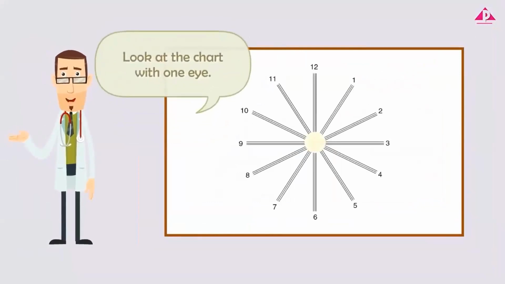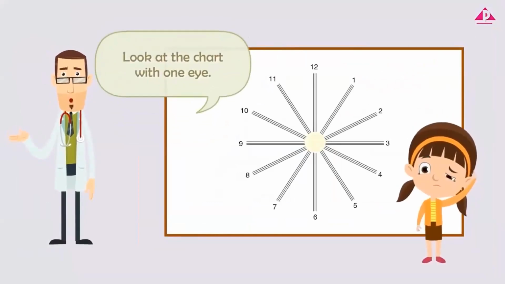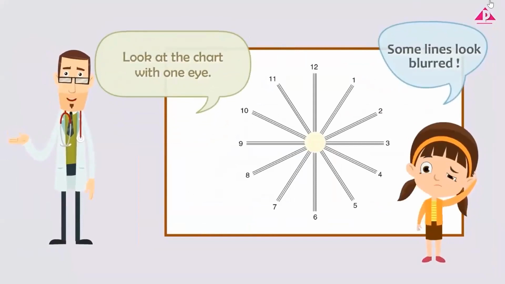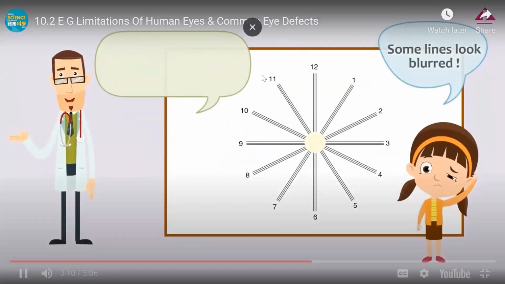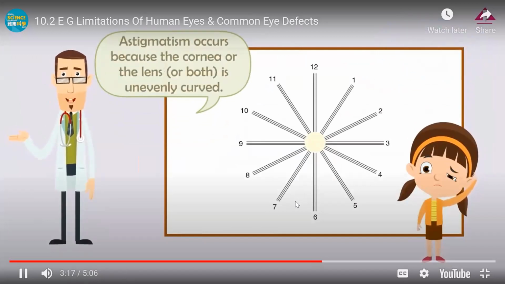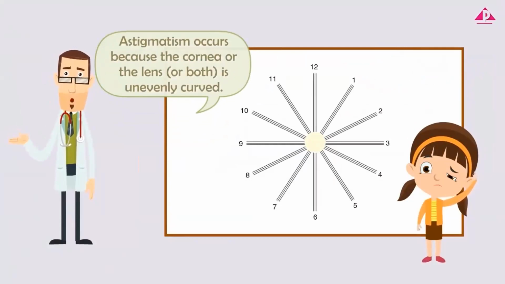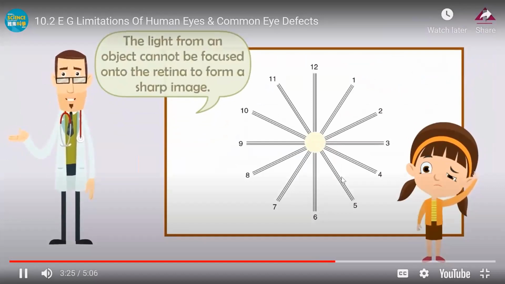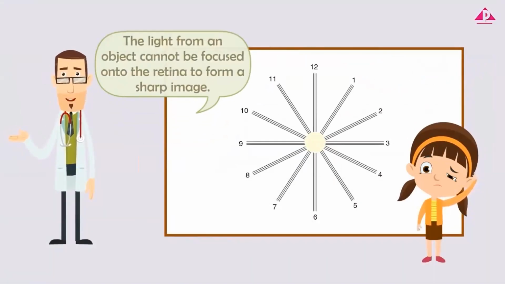Look at the chart with one eye. Some lines look blurred. Then you may have astigmatism. Astigmatism occurs because the cornea or the lens or both is unevenly curved. The light from an object cannot be focused onto the retina to form a sharp image.